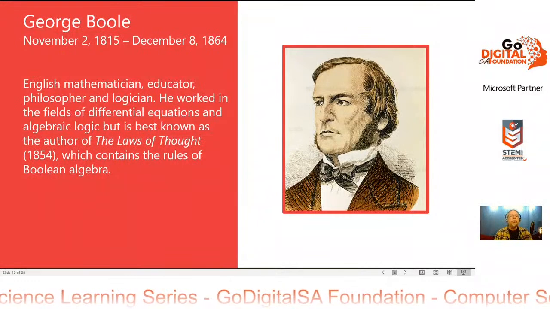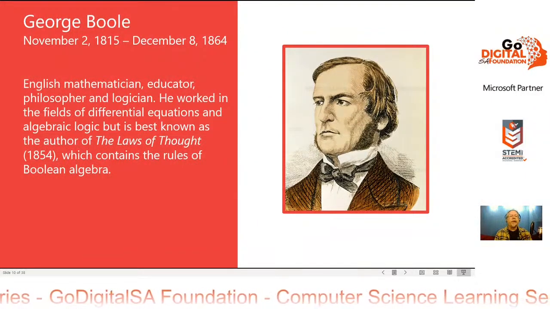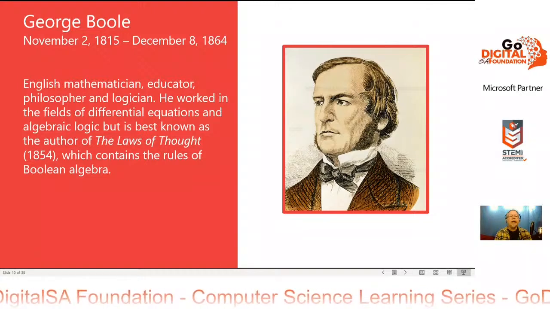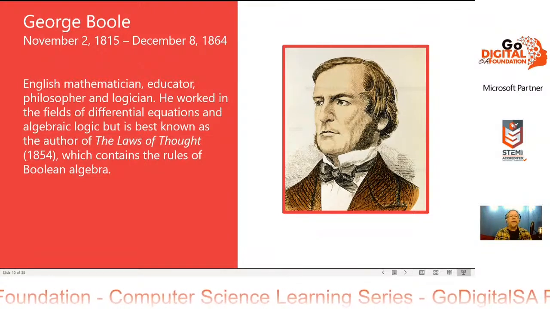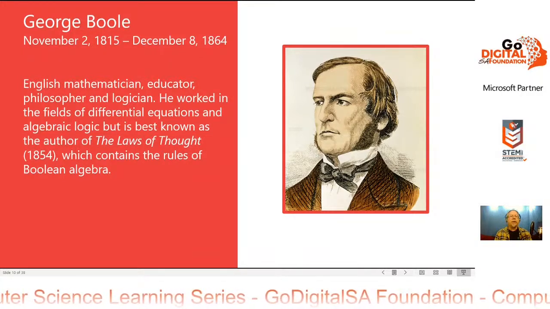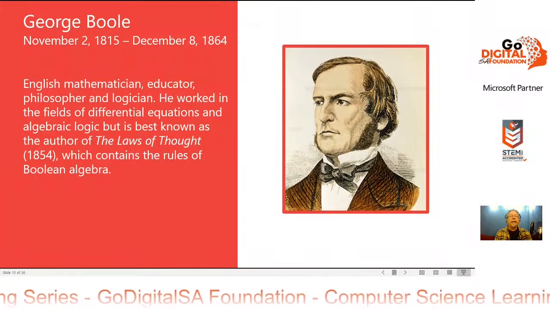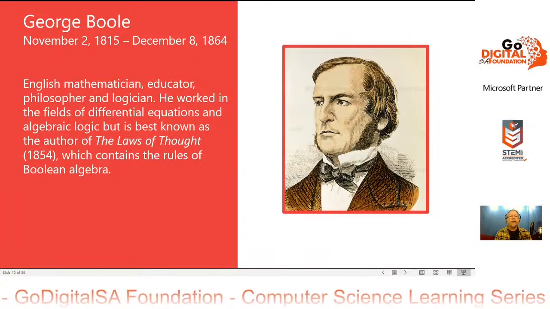George Boole lived in the 1800s. He was an English mathematician, educator, philosopher, and logician. He worked in the fields of differential equations and algebraic logic, but is best known as the author of The Laws of Thought, which he published in 1854, which contains the rules of Boolean algebra.